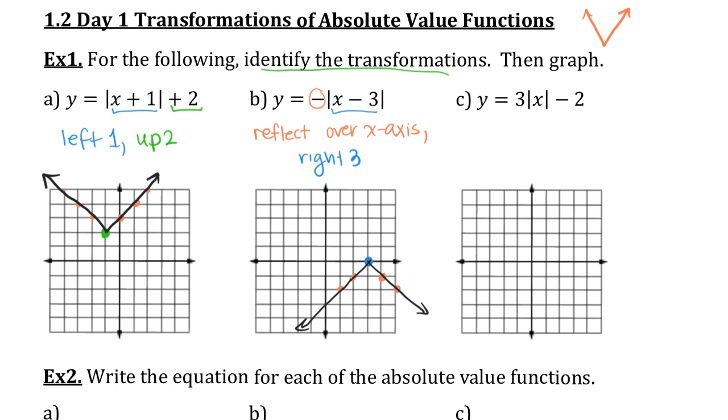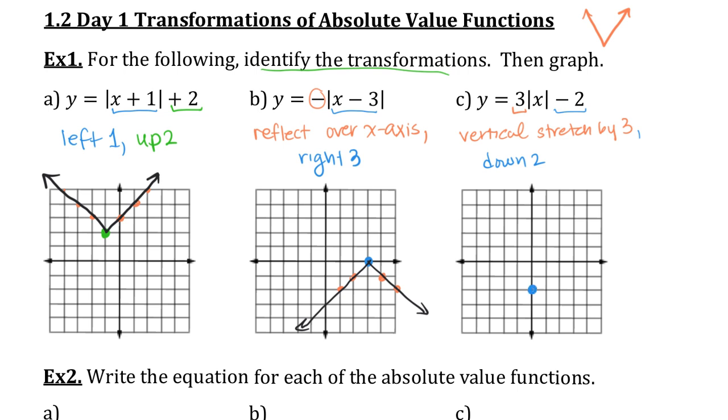Okay, let's look at the next one. Okay, still absolute value. What is 3? What's that do? Vertical stretch. Which is going to change our shape because a stretch changes our shape. Anything else? Yeah, it goes down too. Okay, now when we write out the transformations, we write the stretch first, but when we graph it, I'm going to go down 2 first.